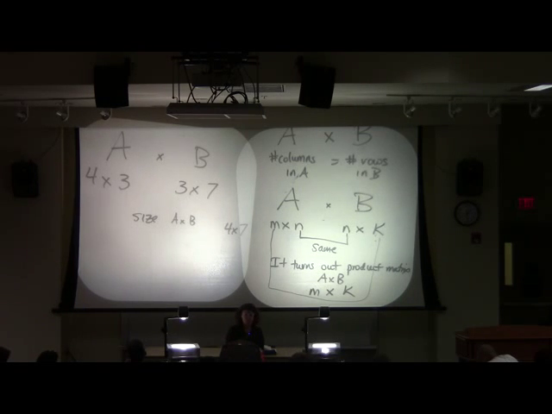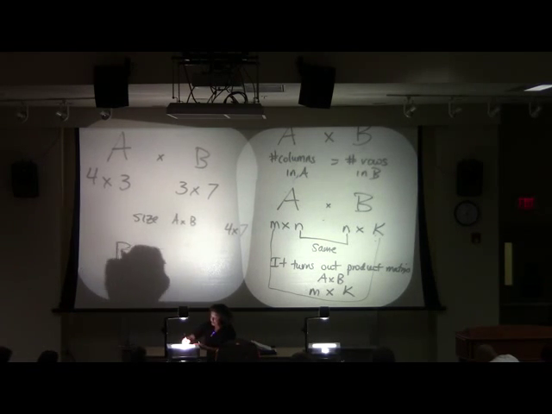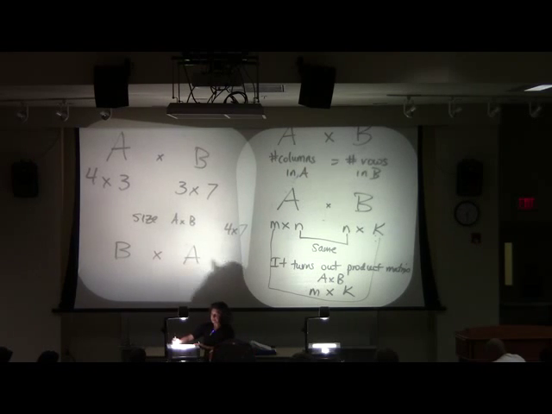Do you want to see something cool-ish? Can I do matrix B times matrix A? Well, what size is B? He's a 3 by 7. What size is matrix A? He's a 4 by 3. Can I do this multiplication? No!